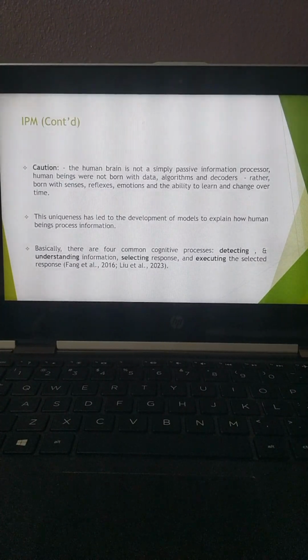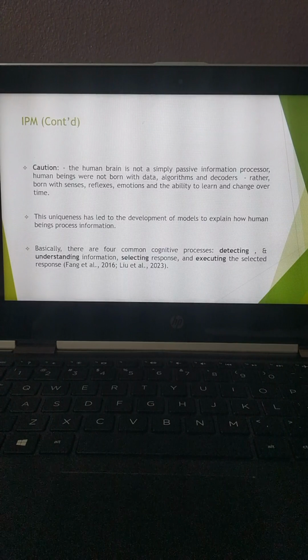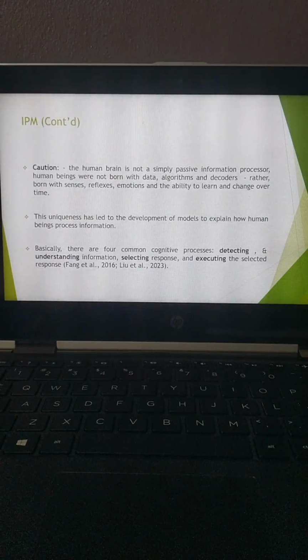The human brain is not simply a passive information processor. Human brains were not born with data, algorithms, and decoders. Rather, they were born with senses, reflexes, emotions, and the ability to learn and change over time. John Locke believed that every human is born with a blank slate. This means that we are not born with innate knowledge. It is while we grow that we begin to make meaning of things in our environment. We begin to learn and unlearn and relearn.